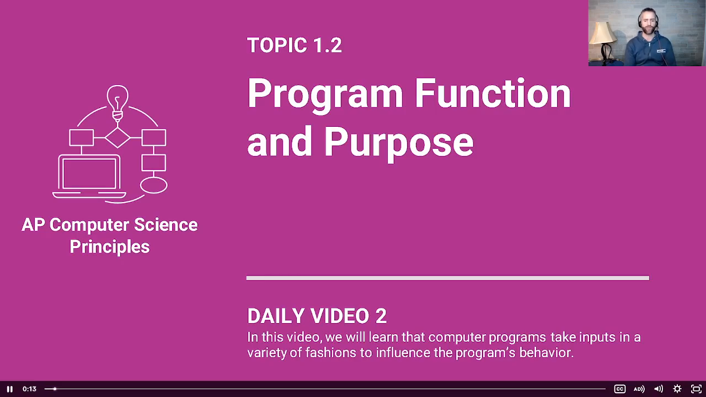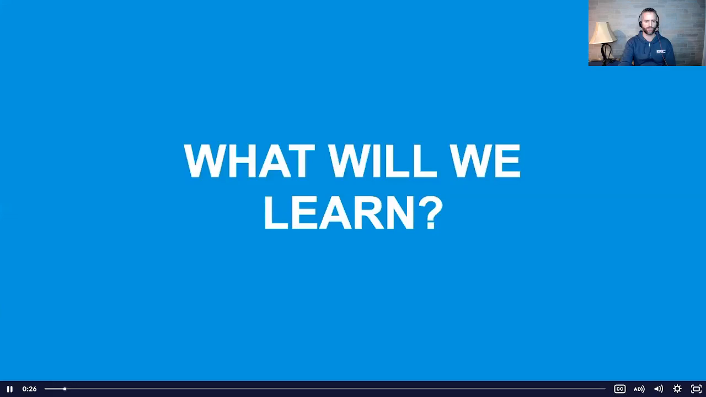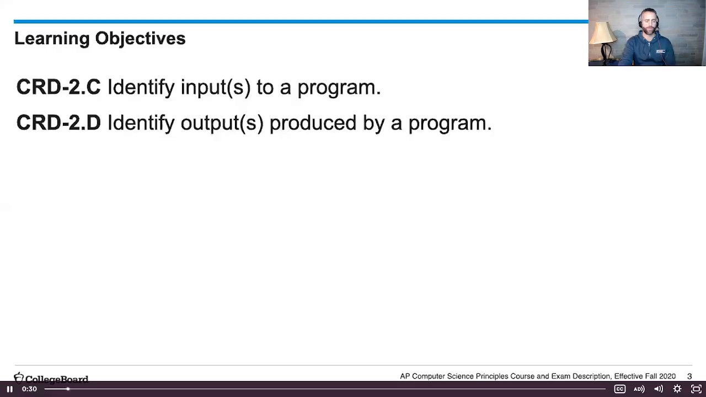All right, this video is on topic 1.2, program function and purpose. In this video, we'll learn that computer programs take inputs in a variety of fashions to influence the program's behavior. Let's look at specifically what we're going to learn in this video. There are two learning objectives. We're going to identify inputs to a program and identify outputs produced by a program.